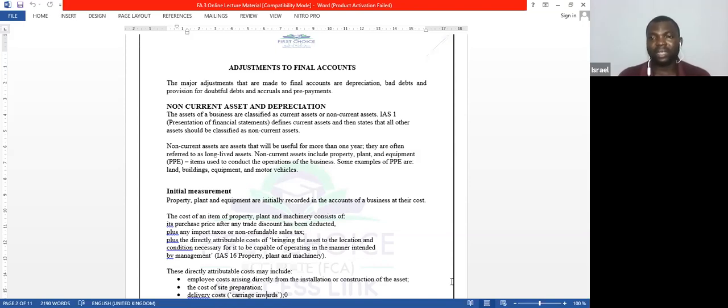Another one that we have is IAS 2, which is inventory. We're going to talk about that as well. Another one that we have is IAS 7, which is the statement of cash flow. How we prepare our cash flow statement is very, very important as well.